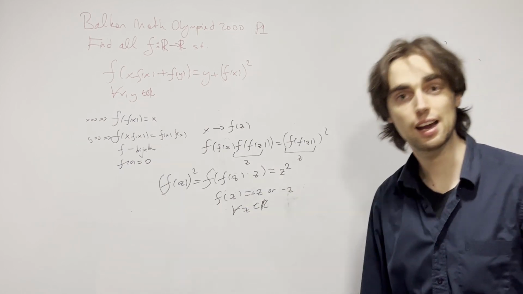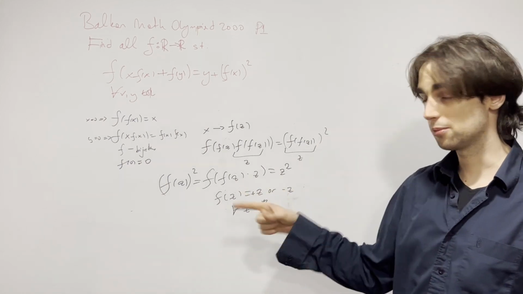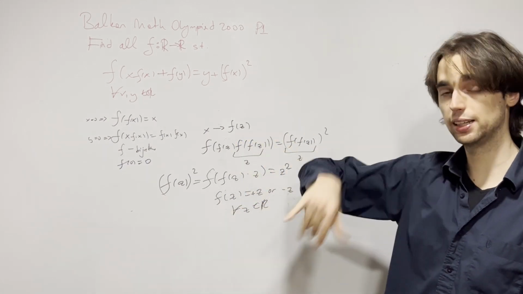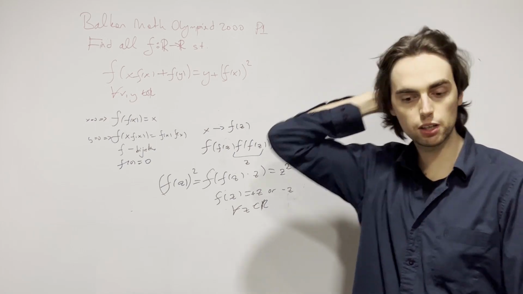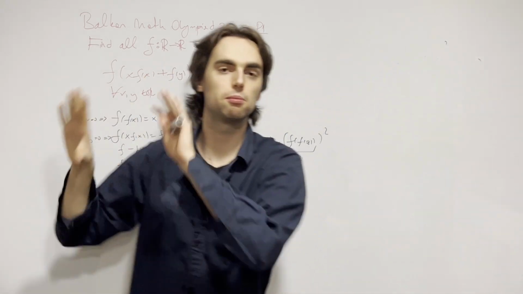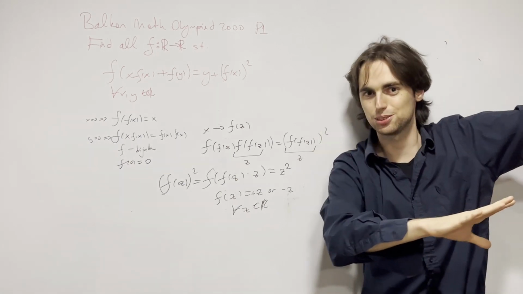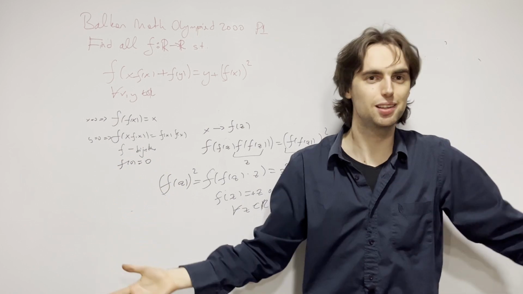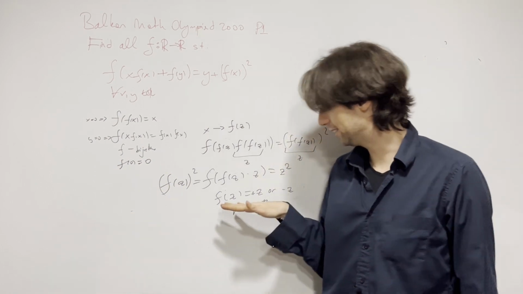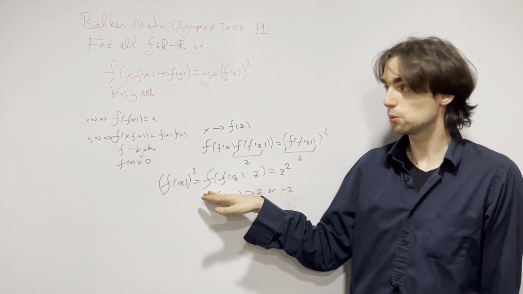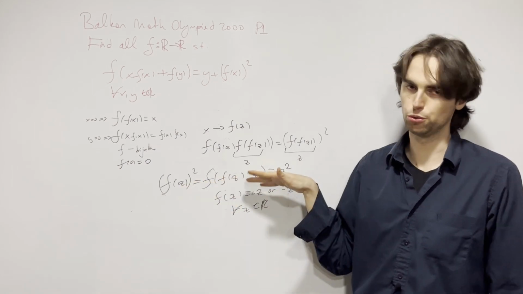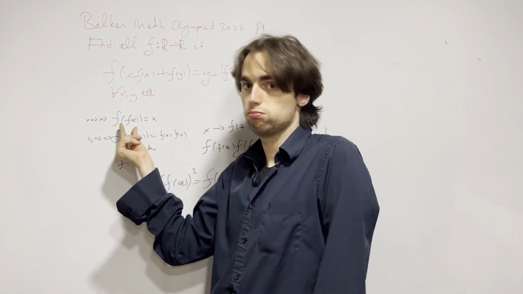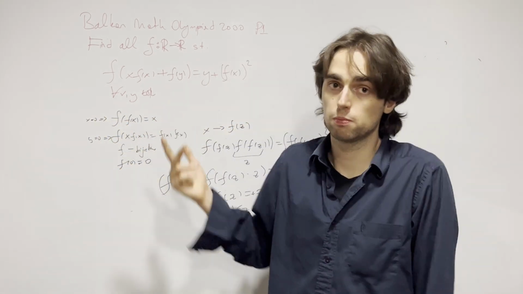We've shown that for everything in the function, f of x is either going to be x or minus x. What if the function is plus x on some values, but minus x on some other values? What happens then? That could happen. We have not ruled out that as a possibility just with this. Everything we've done so far would still hold true.